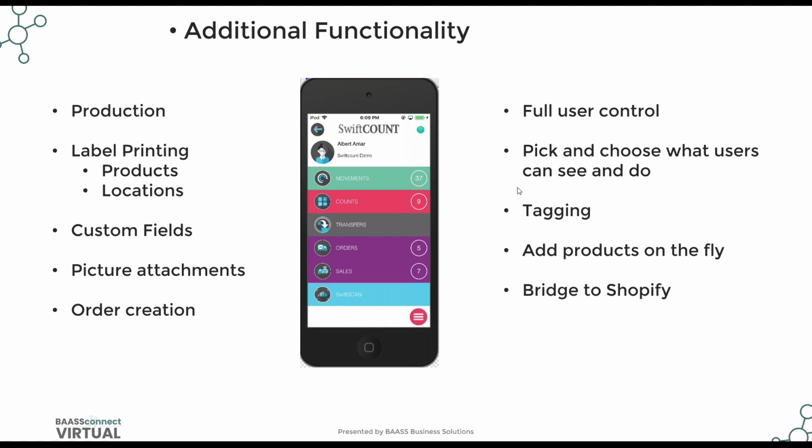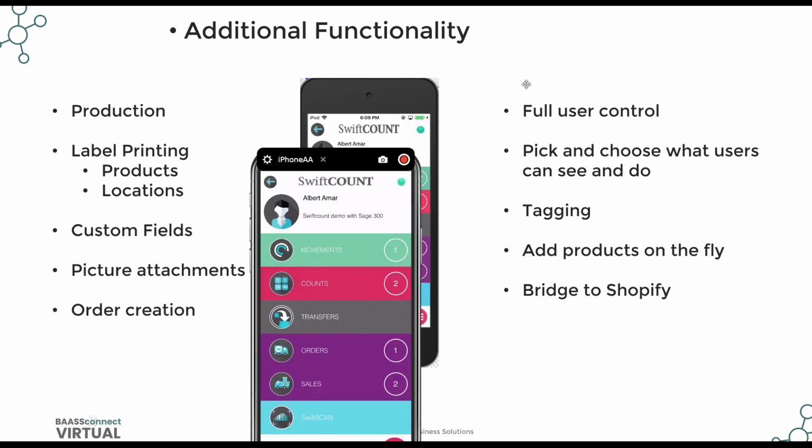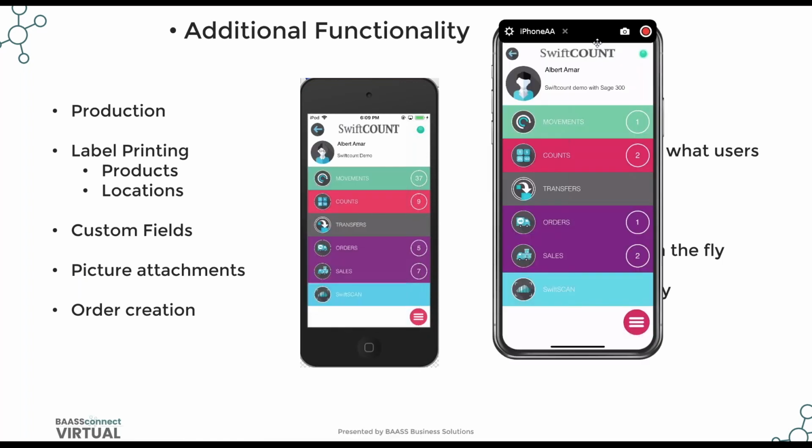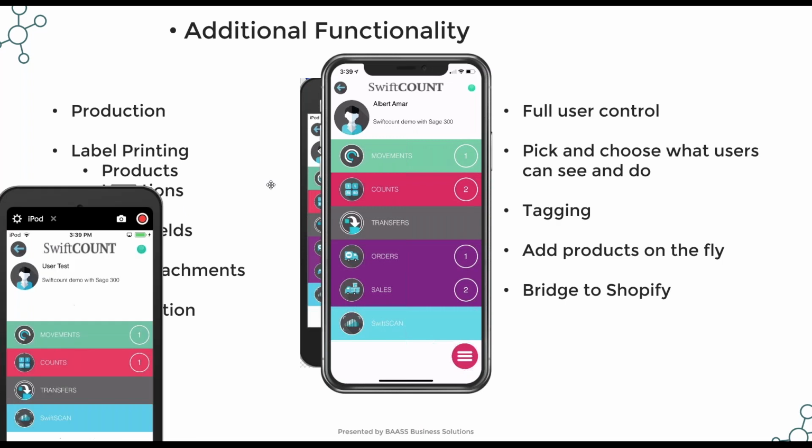One of the things that's very powerful, and I'm just going to illustrate that for just 1 second, is the ability to have what we call user control. User control means you can actually assign specific things to specific users. So for example, this is one mobile where I'm logged in as an administrator, and I have access to all my locations and all my warehouses. So when I do a movement, for example, I can go through and receive something in a whole bunch of locations.